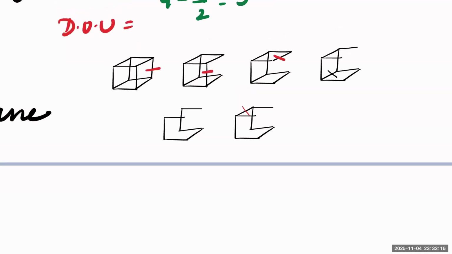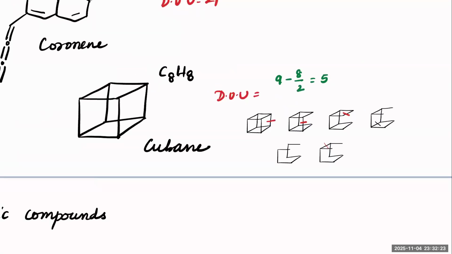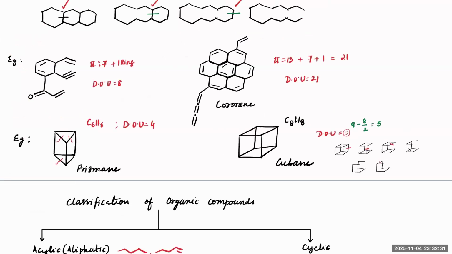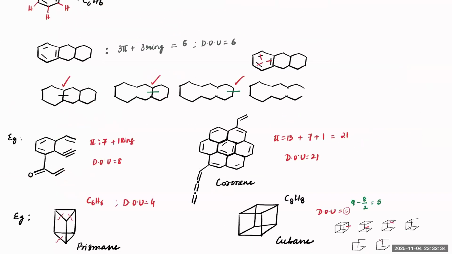So basically, how many cuts did you make? You can see 1, 2, 3, 4, 5. So 5 cuts we make. Hence, the degree of unsaturation is 5. This is another way of expressing that. How much is the degree of unsaturation? Clear? Right. So this is about DOU, everybody.